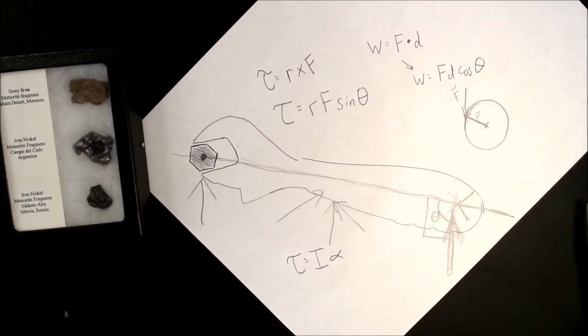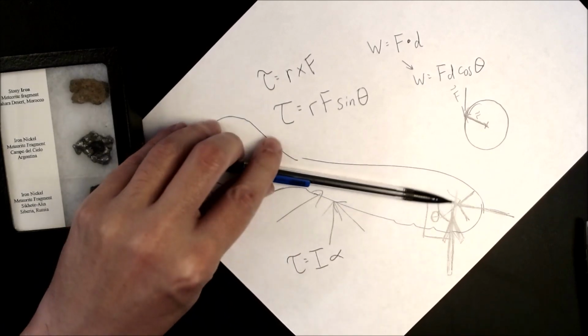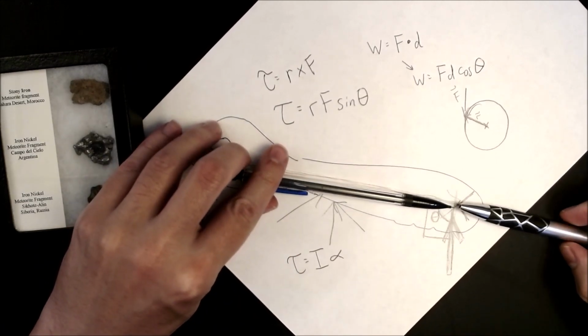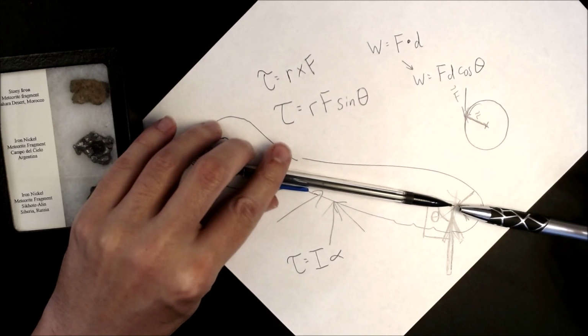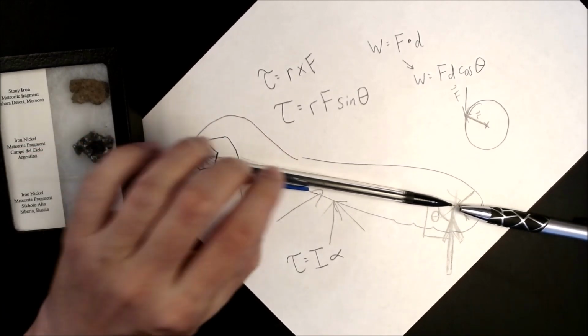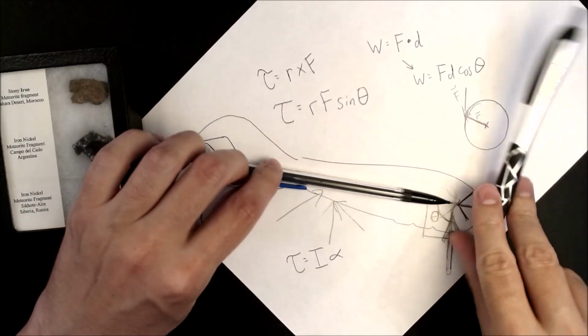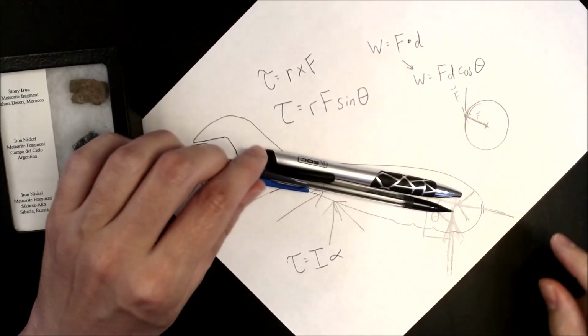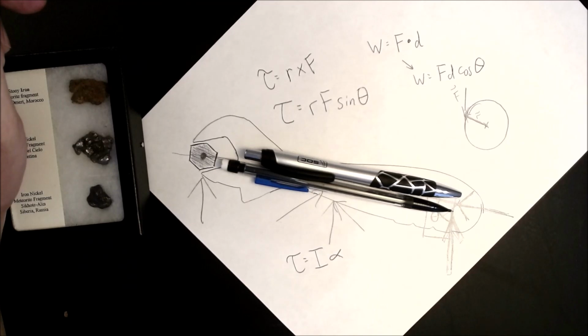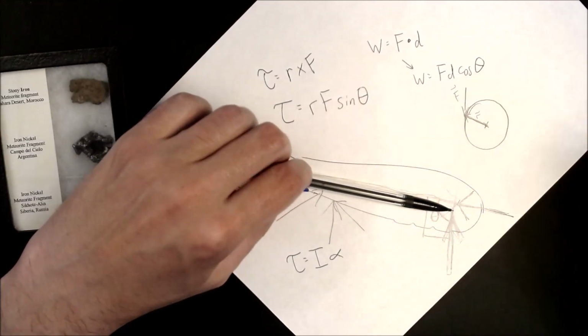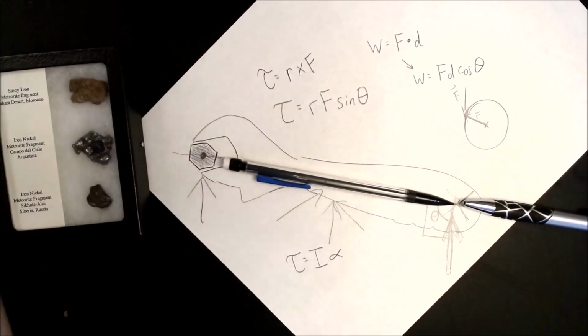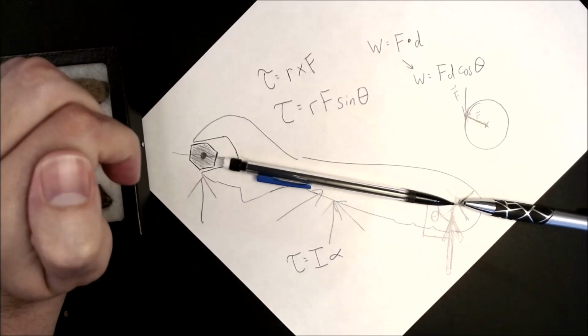On the other hand, if your radius looks like that and you're applying a force like that, what is that angle? What is the angle between this and that? Well, it looks to me like that's 180 degrees. What's the sine of 180 degrees? Well, that's going to be 0. So if you push on the wrench like that, it's not going to do anything. It's not going to apply any torque whatsoever.